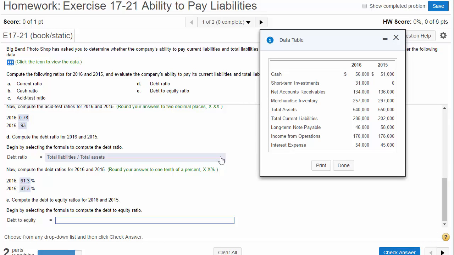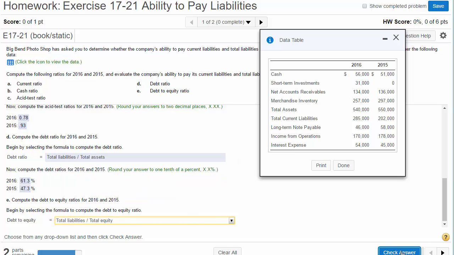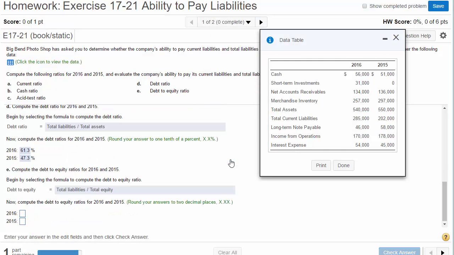And then the last thing they want us to calculate is the debt to equity ratios. So debt to equity is just that, debt, total liabilities divided by equity. Total liabilities divided by total equity. So 2016, we need our total liabilities on top. So that's going to be current liabilities plus the long-term note payable. And then we need total equity. Now, if you look carefully, there is no total equity.